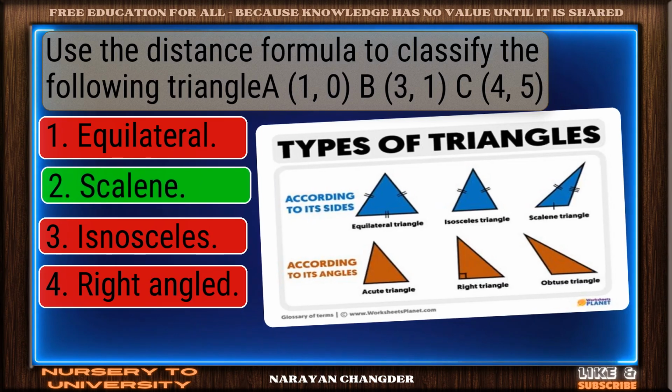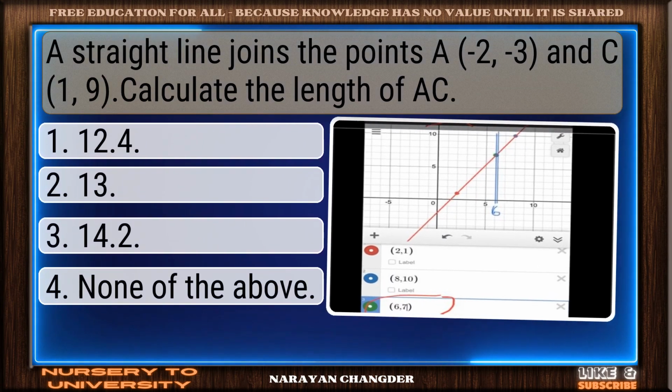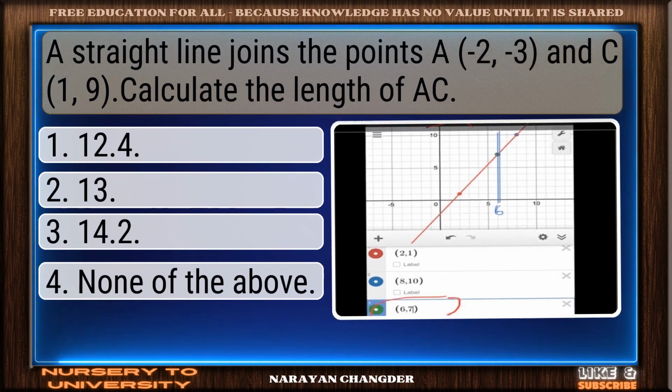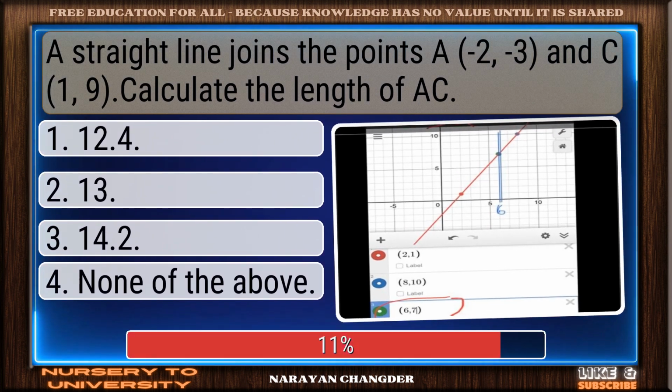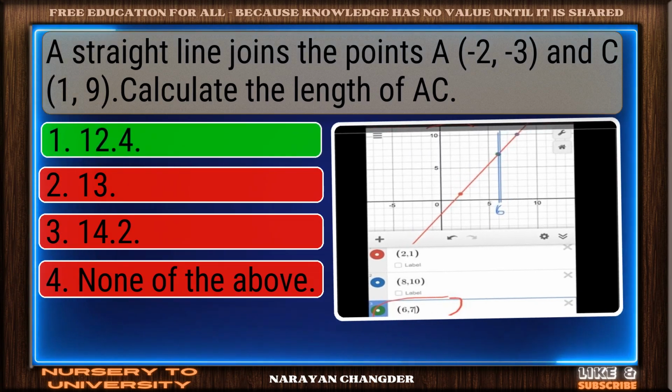Perfect. Scalene is the correct choice. Question number 62. A straight line joins the points N, C. Calculate the length of AC. Valid point. 12.4 is true.